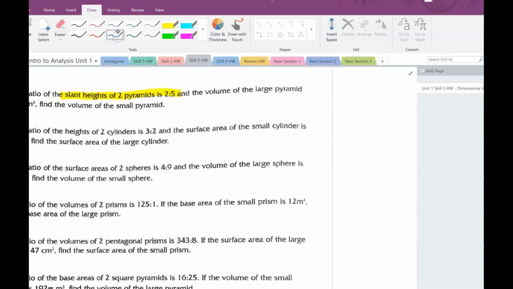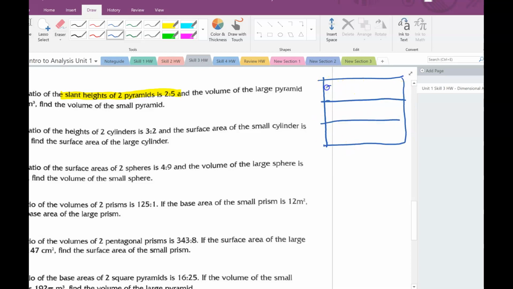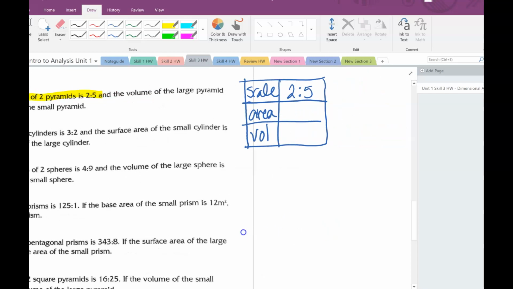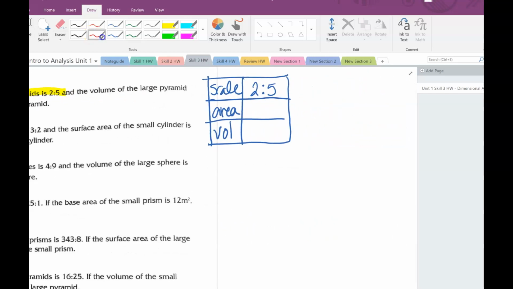So the first thing I'm going to do, since they gave me a ratio and they talk about volume later in the problem, is I'm going to set up my ratio charts: scale, area, and volume. And the fact they gave me slant heights is one measurement that I can measure with a tape measure. That's a scale, that's a single individual length, and they told me that it's 2 to 5. So when they give me that measurement, remember we know these relationships, we call this first one A to B, the area is the squared ratio of those, and the volume is the cubed ratio of those.